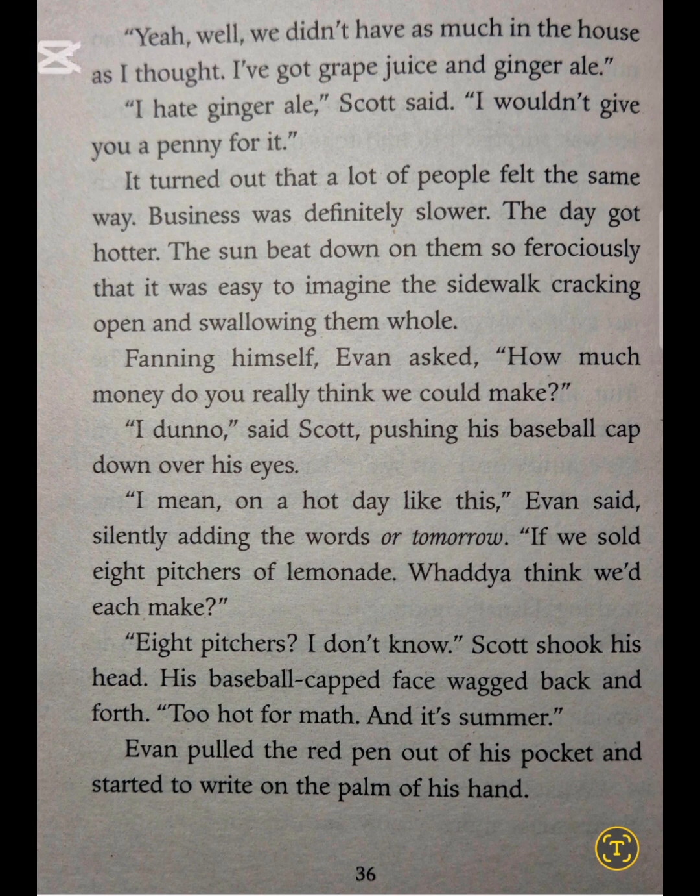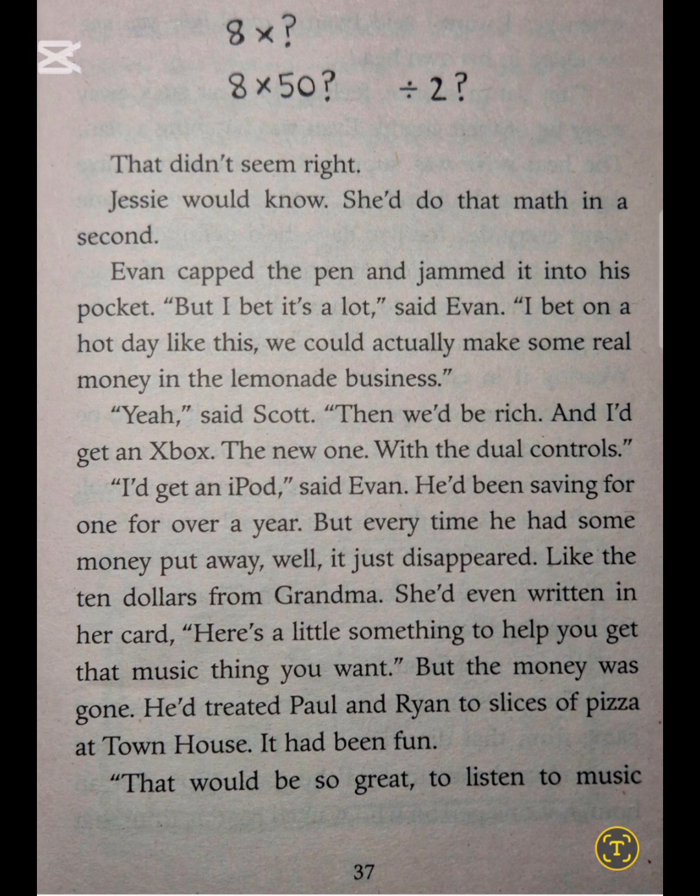Scott shook his head. His baseball capped face wagged back and forth. "Too hot for math, and it's summer." Evan pulled the red pen out of his pocket and started to write on the palm of his hand. 8 times question mark. 8 times 50 divided by 2 question mark. That didn't seem right. Jessie would know. She'd do the math in a second. Evan capped the pen and jammed it into his pocket.